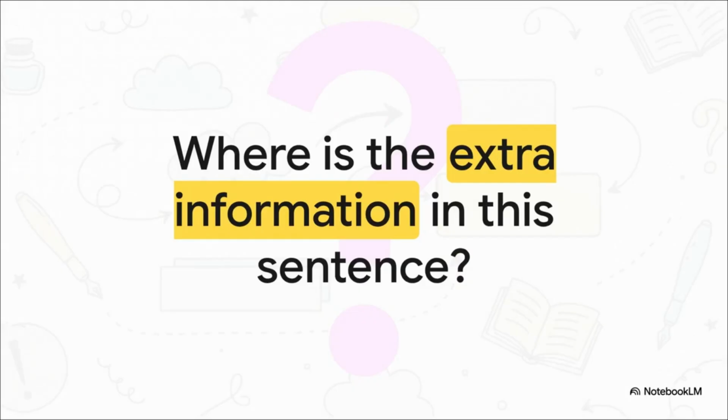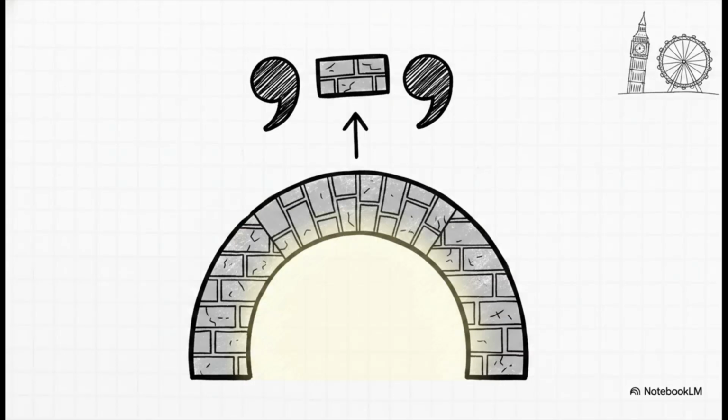Let's make this explainer a bit interactive, shall we? Take a quick second and mentally highlight the extra information in this sentence. London, which is the capital of the United Kingdom, attracts millions of visitors. Go ahead, where's the non-defining clause? Did you find it? If you spotted the clause safely tucked between the commas, starting with which, which is the capital of the United Kingdom, then your remove it test worked flawlessly. If you pull it out, the main sentence, London attracts millions of visitors, stands perfectly strong all on its own.